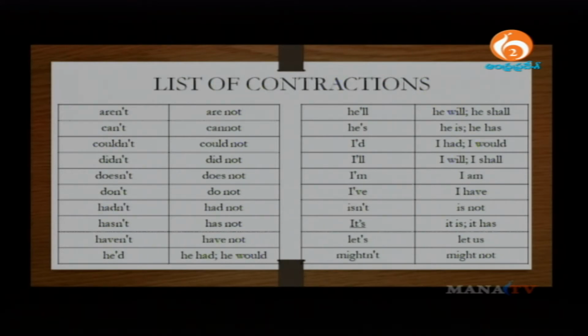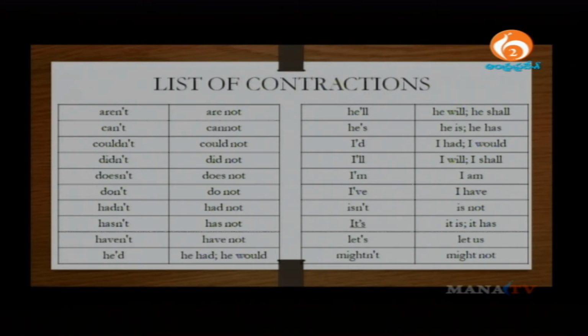Didn't, did not. Doesn't, does not. Don't, do not. Hadn't, had not. This is like singular and plural, or present tense, past tense, future tense. We can use hadn't, hasn't, haven't. So these are like past tenses, in fact.